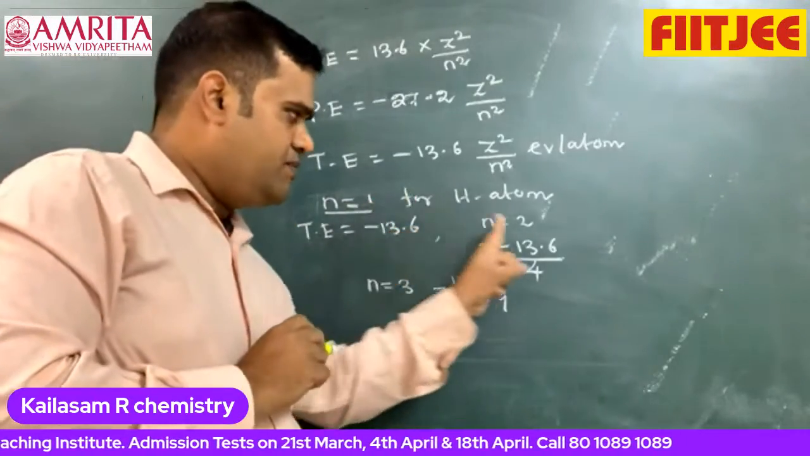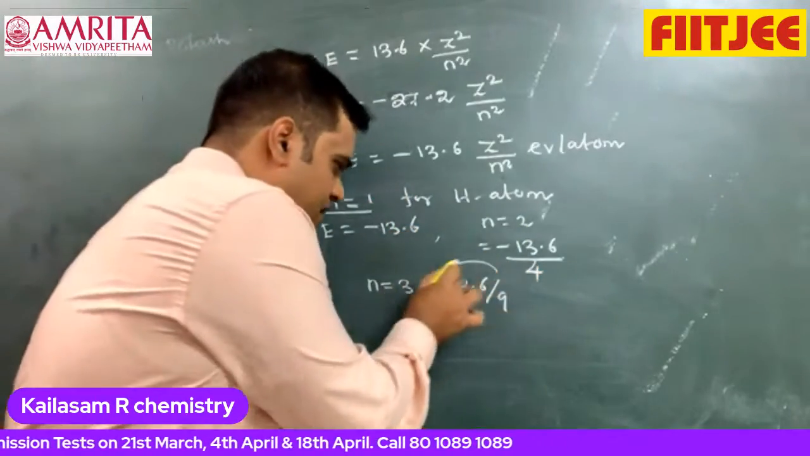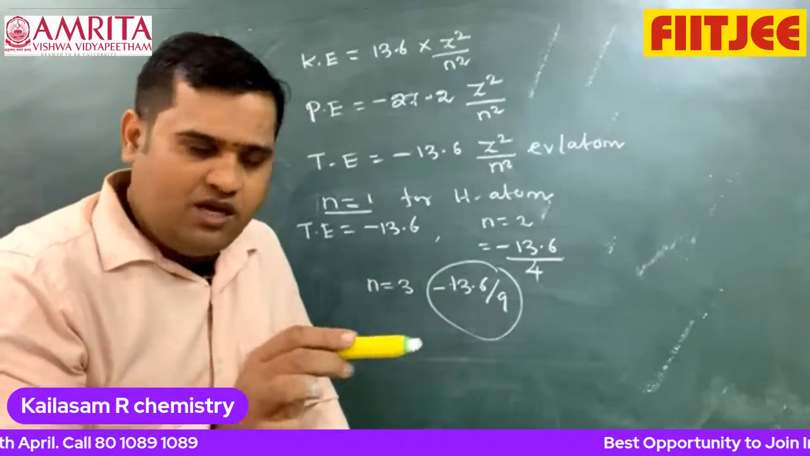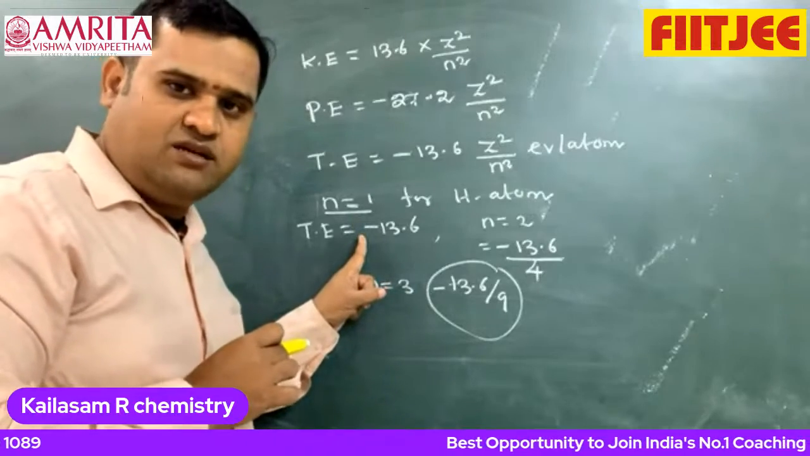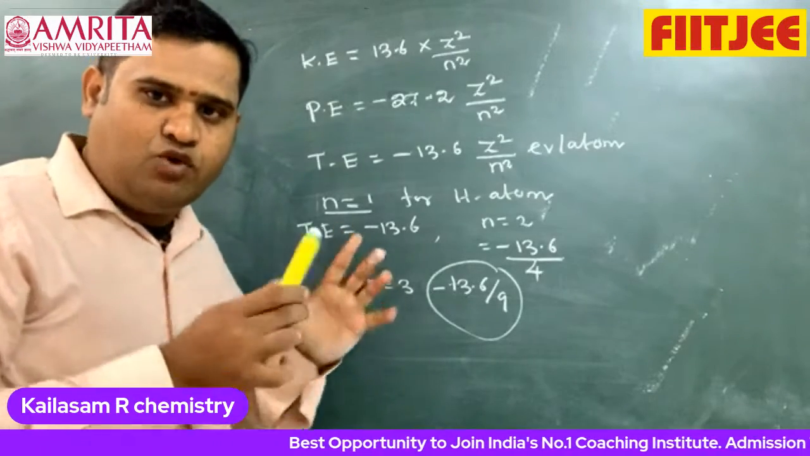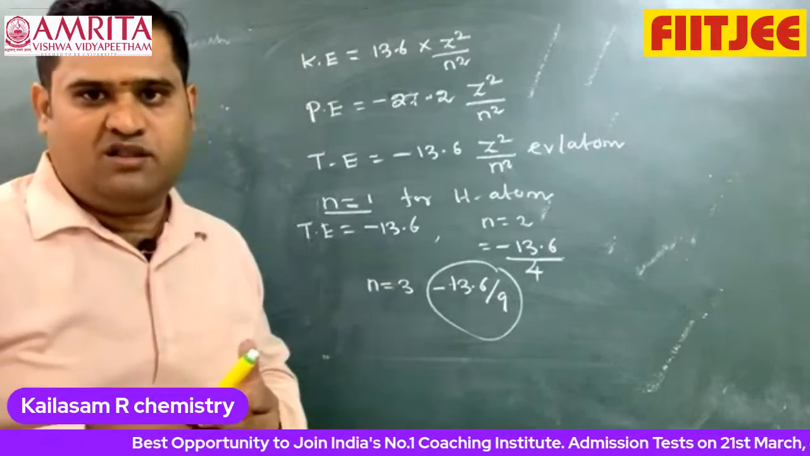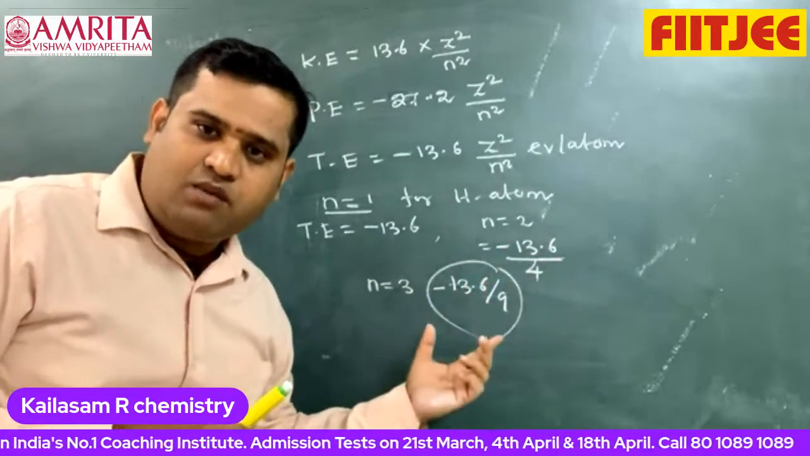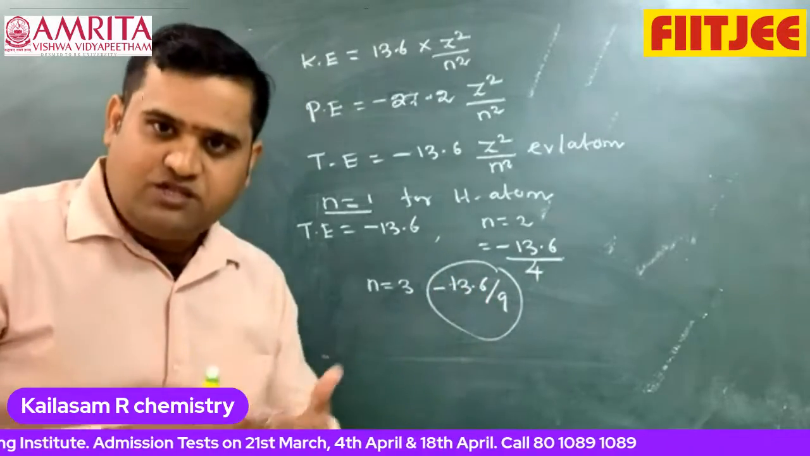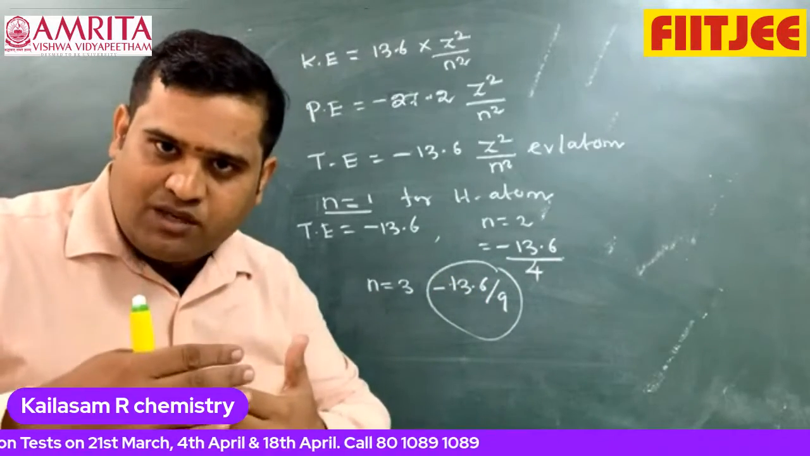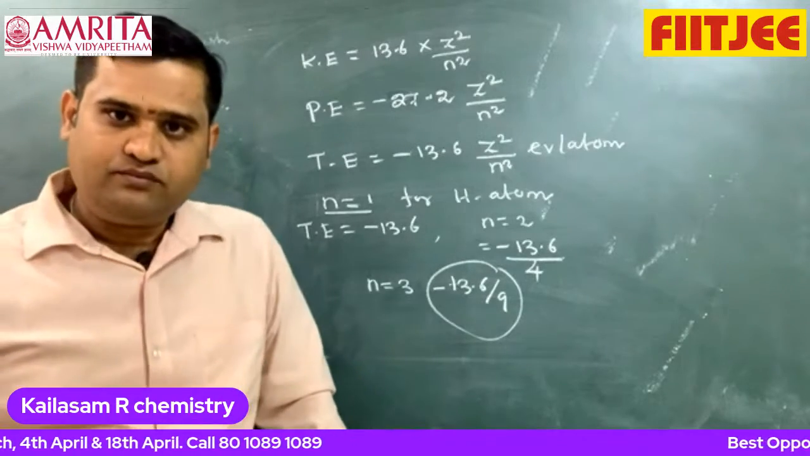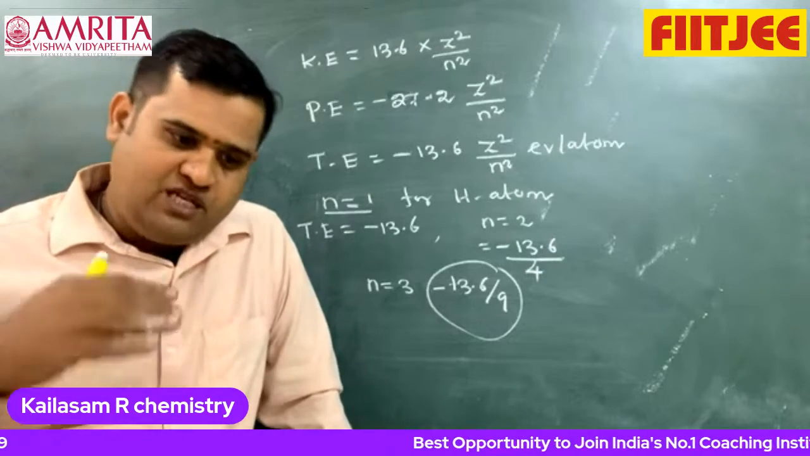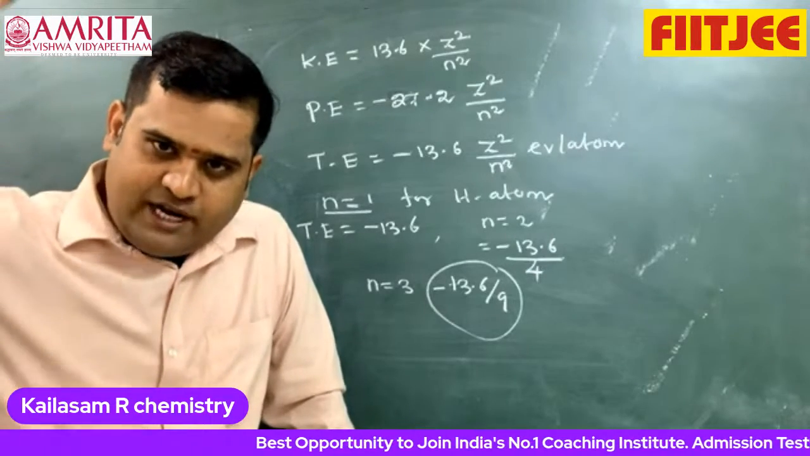Look at this. This is the first orbit, second orbit, third orbit. That means each orbit is associated with some amount of energy. For the first orbit, minus 13.6 electron volt per atom of energy is associated. The second orbit is associated with minus 13.6 by 4, and the third orbit with minus 13.6 by 9. I told you in the postulate itself that if we supply energy, the electron goes to a higher energy level.